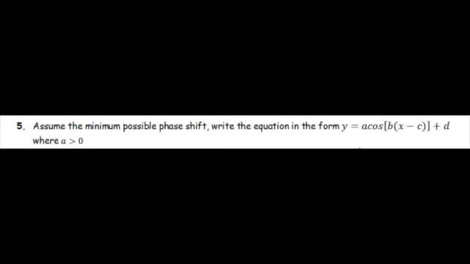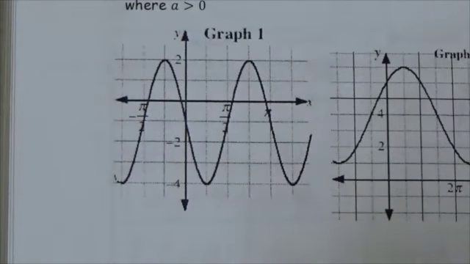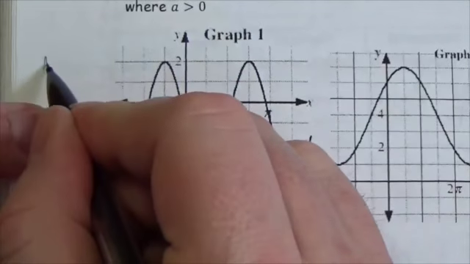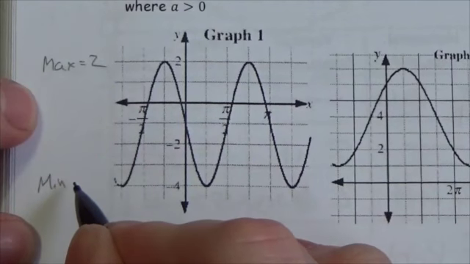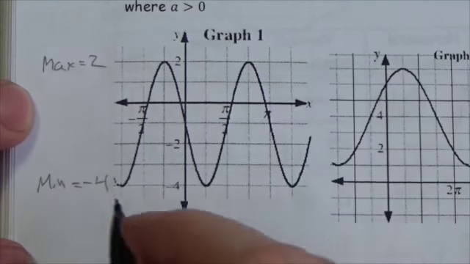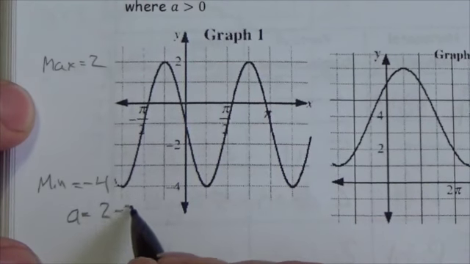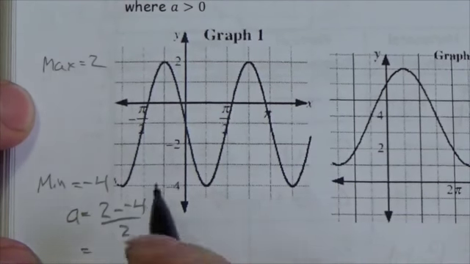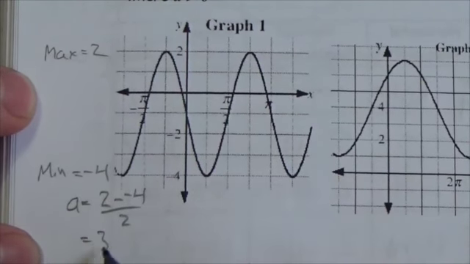Assuming the minimum possible phase shift, write the equations of the following cosine functions where a is greater than 0. Okay, well for this first graph here, the way to jump into these things is to identify the max and the min here. So our max is here at 2, our min is -4. So now that allows me really quickly to figure out what a is. A is going to be the max minus the min over 2. So 2 minus -4 is going to be 6 over 2. The amplitude here is 3.